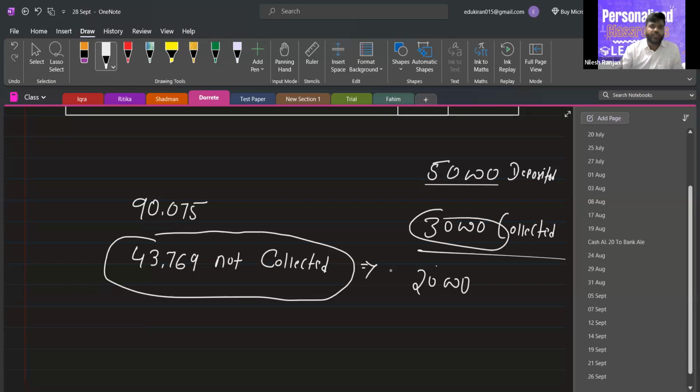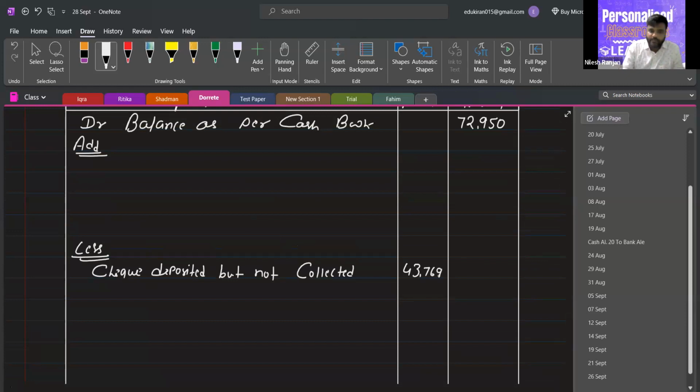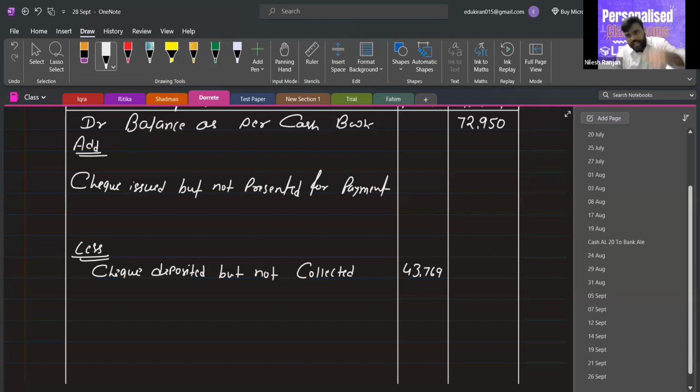Okay. So in this transaction given in the question, this is not collected, so we will write this amount, 43,769. After that, out of the checks issued by him in payment of his debts, checks for 29,344 were not presented for payment. So we have issued a check, but it was not presented for payment. When we issue a check, it will decrease our cash. Yes, sir. So now we will increase it.